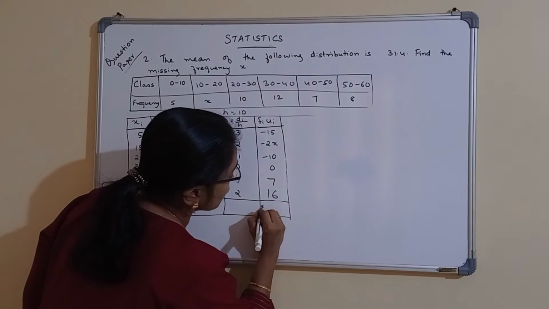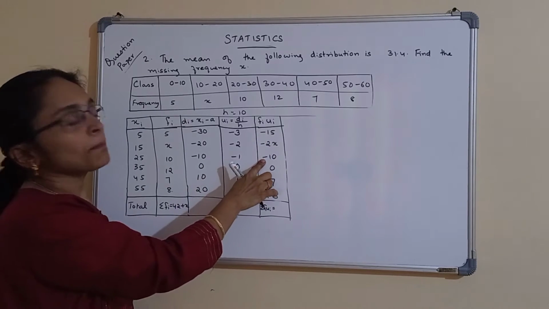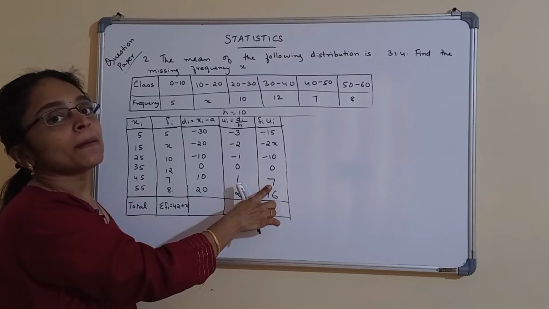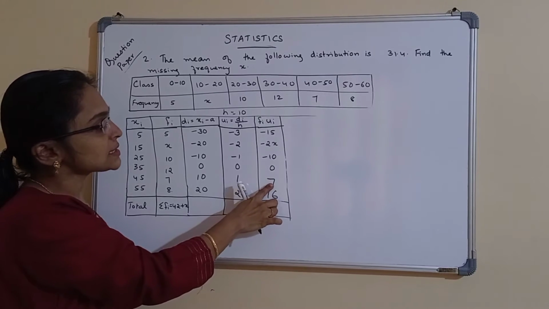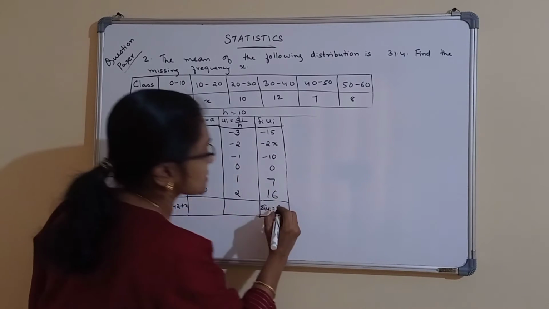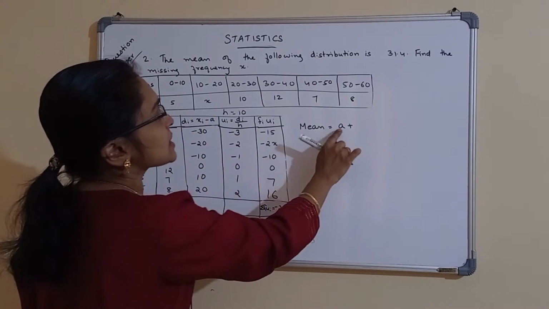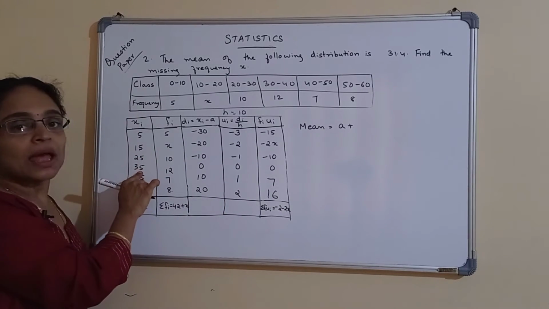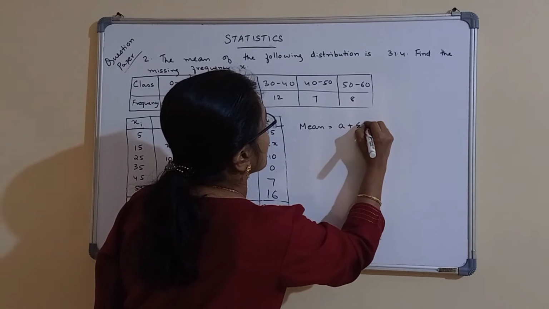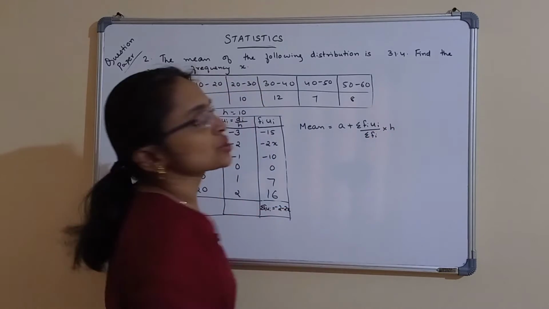Then sigma Fi Ui is equal to minus 15 minus 10, minus 25. Then minus 25 plus 7 is minus 18. Minus 18 plus 16 is minus 2. Then minus 2x. So we will get this as minus 2 minus 2x. Okay. Now mean is equal to A plus, A is the assumed mean and we have taken it as 35. So A plus sigma Fi Ui by sigma Fi into H.